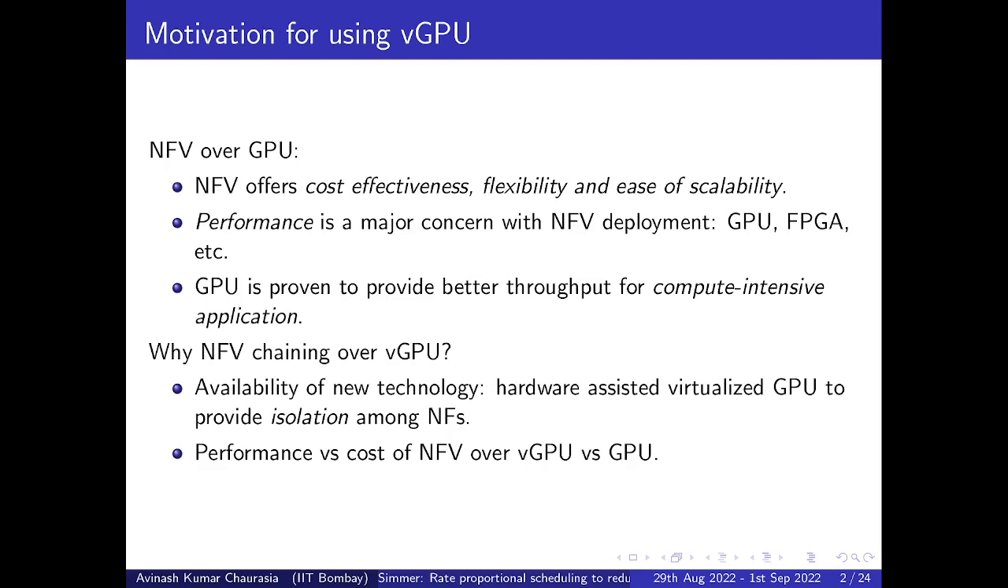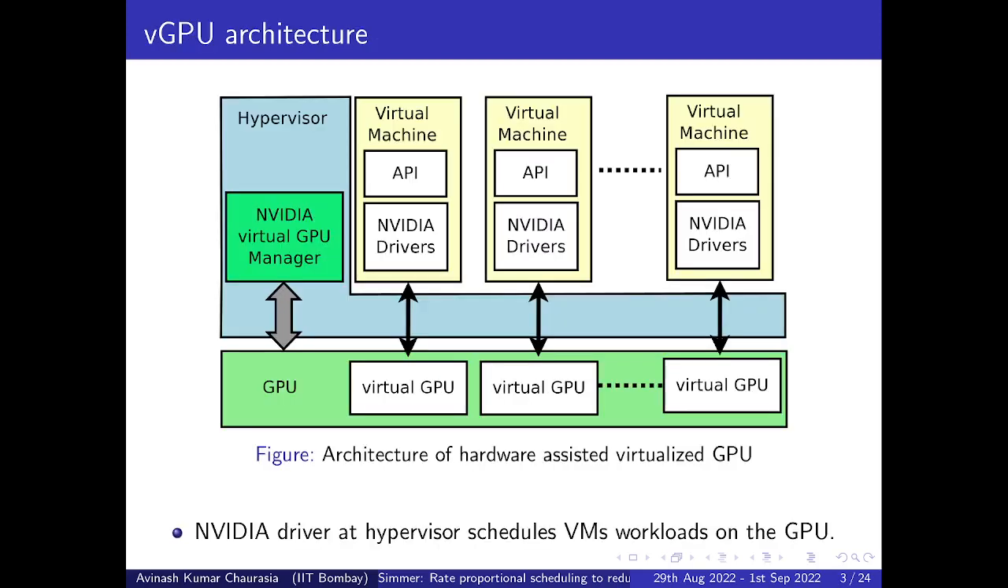In this work, we are using hardware-assisted virtualized GPU technology for service function chain deployment. The hardware-assisted virtualized GPU technology provides isolated GPU instances to each virtual machine, hence providing better security in comparison to container-based service function chain deployment. This is the architecture of hardware-assisted virtualized GPU technology. A single GPU is partitioned into multiple logical GPUs, and each of them can be assigned to VMs independent of each other. The memory for each GPU is statically partitioned.